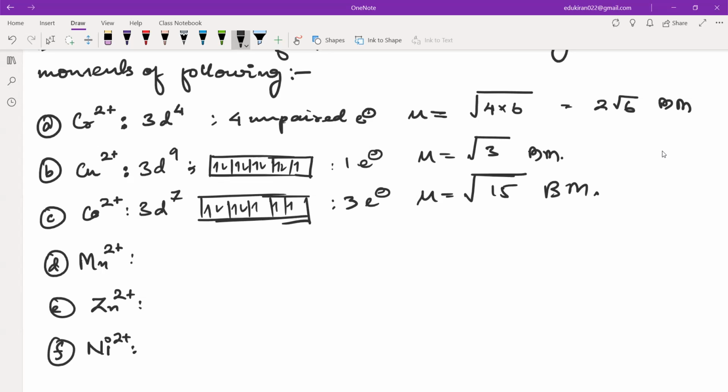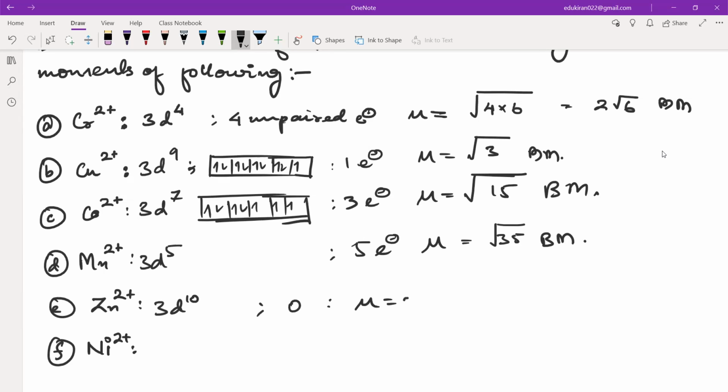What about manganese? 3d5. How many unpaired electrons? 5 electrons. And mu will be equal to root of 5 into 7, 35, root 35 Bohr magneton. Zinc is 3d10. How many unpaired electrons? 0. 0 unpaired electrons, and that is why mu will be equal to 0.